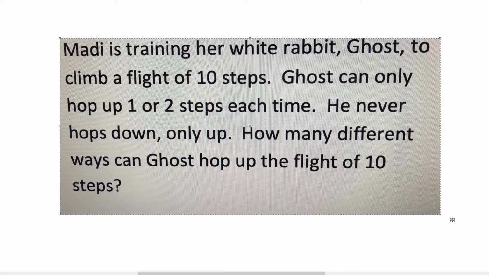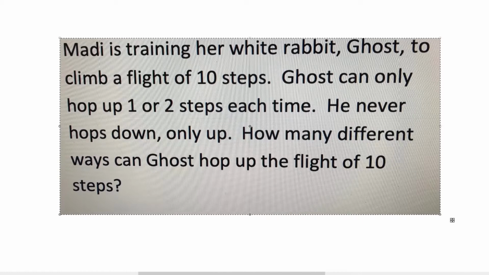I was sent this problem, and I'd like to solve it for you. It goes like this. Maddie is training her white rabbit Ghost to climb a flight of 10 steps. Ghost can only hop up 1 or 2 steps each time. He never hops down, only up. How many different ways can Ghost hop up the flight of 10 steps?